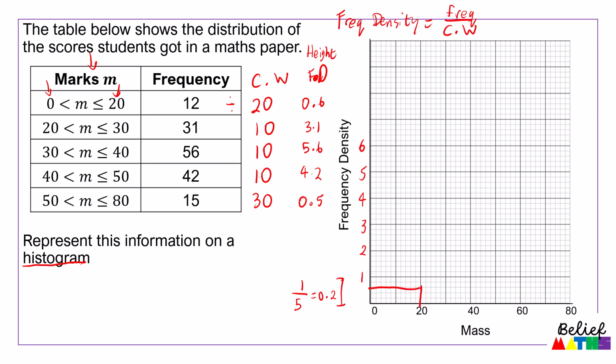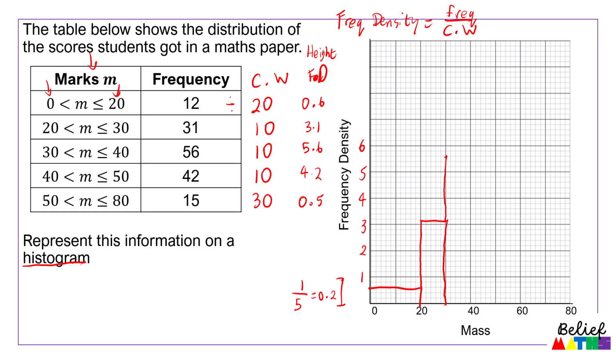Now you'll use a ruler, it'll be much neater. I'm doing these freehand. The next one between 20 and 30 goes up to 3.1, so that goes to there for us. Again, between 20 and 30, so we come across to here, and then we come down. The next one between 30 and 40 goes to 5.6, and again that 5.6 is the reason we couldn't use the scale of every box is worth 0.1, because that would have been too big for the grid we have.